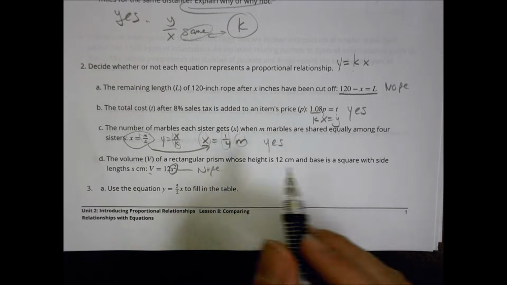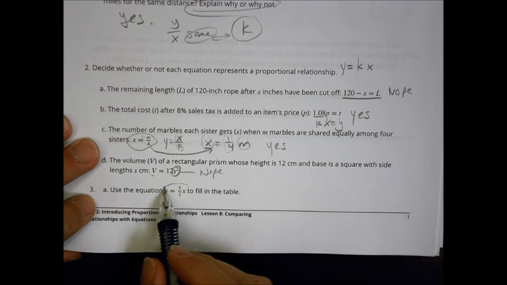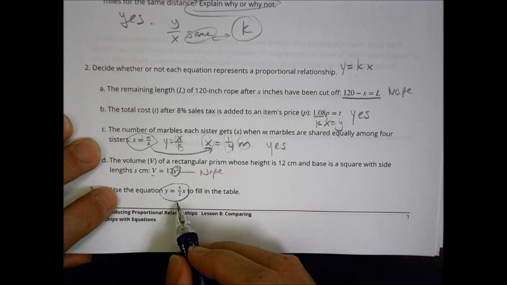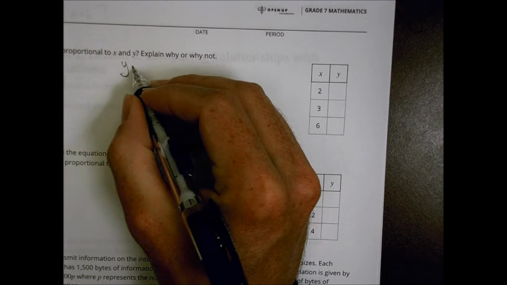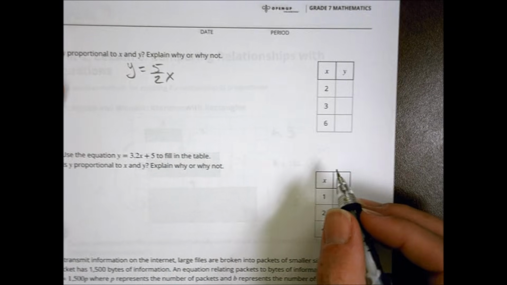Okay, we're gonna use this next equation, y equals 5 over 2x, to fill in the table. We can already tell this is gonna be proportional. Why? Because there's my y, there's my k, there's my x value. This should be proportional, but let's take a look at what they're asking us to do. So our equation, again, is y equals 5 over 2x. That's the equation we're working with to fill in this table.